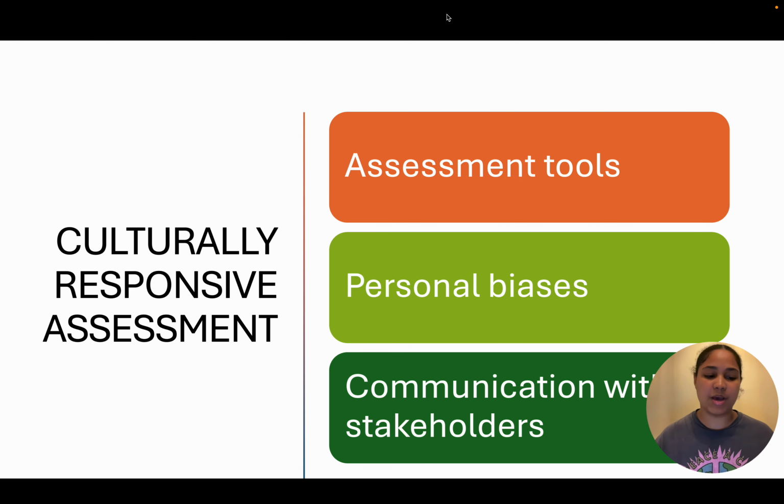Then we have personal biases. We want you to identify what personal biases you may have. It could be implicit biases that you may not even know that you have, and what steps you can take to offset these personal biases. Also, communication with stakeholders. We want to know how you will communicate with them before and throughout the process to ensure that they are being included and their opinions are being valued and heard.